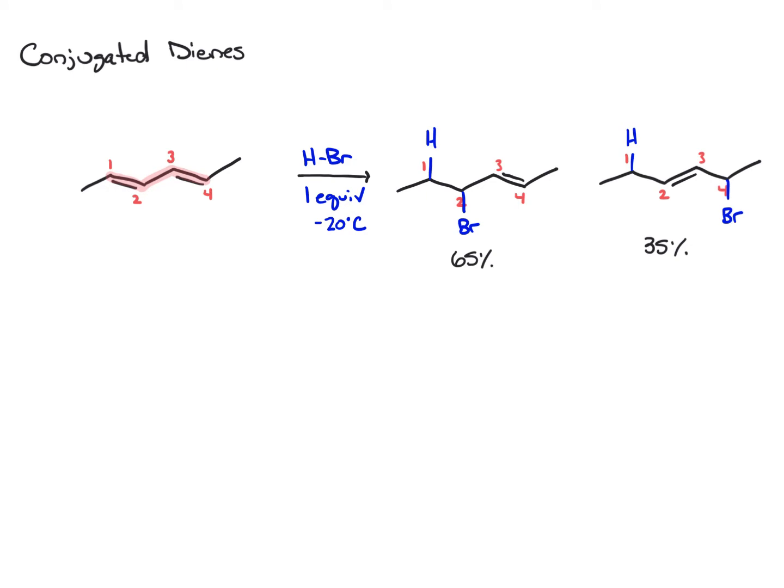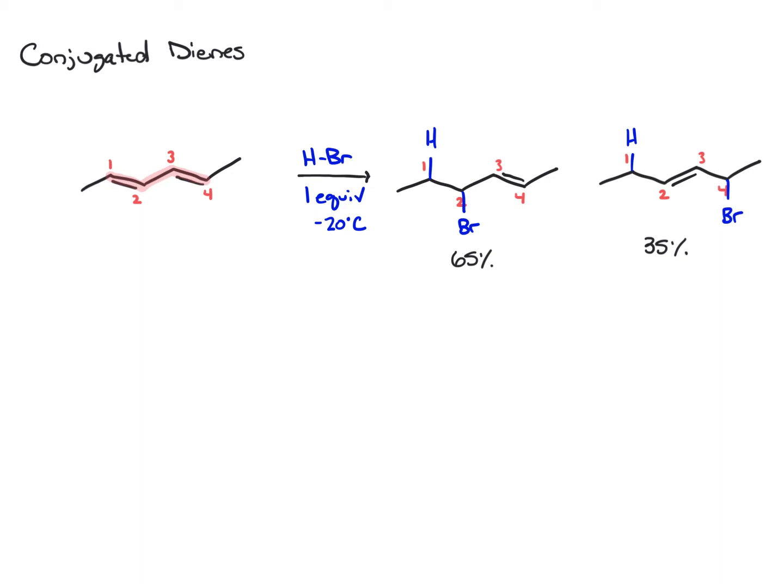Here's our 2 reaction products. We end up with one product where the H is added to carbon 1, the Br to carbon 2, and our second double bond just stays between 3 and 4. That's in a 65% yield. We end up with a second product where the hydrogen's added to carbon 1, the Br to carbon 4, and the double bond actually moves between 2 and 3.